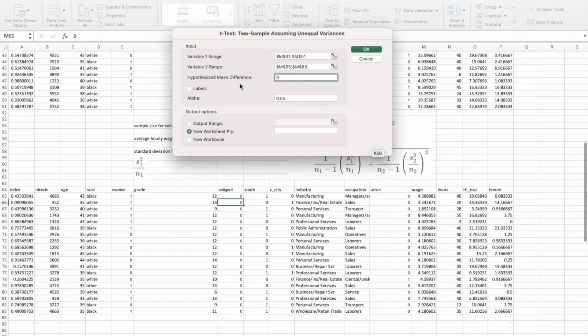And then we will set up the hypothesis, okay? For the hypothesized mean difference, I put 0 because I assume the null hypothesis is that there is no difference between the average hourly wages of college graduates and non-college graduates. And then I will also put alpha. Alpha here represents our significance level. Generally, we would like to see if it is significant at the 95% level, so for alpha here, I will put 0.05. And then I will hit OK because I want to show the results in a new worksheet. So I hit OK.